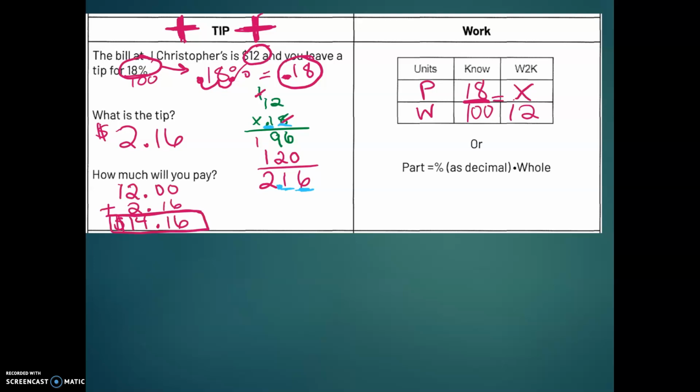Okay, hopefully you added those two up and you also got $14.16. So again, be very careful with your decimals.